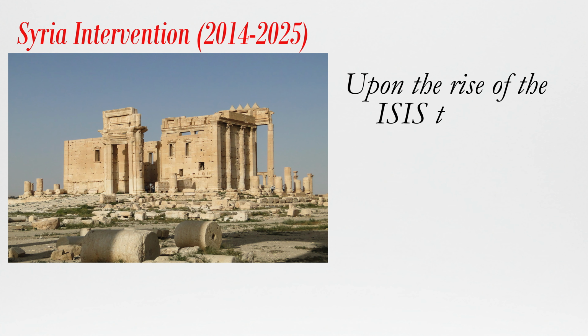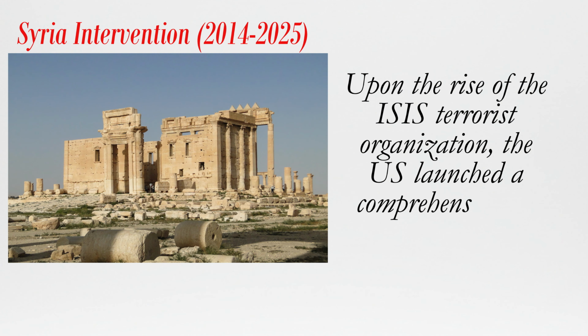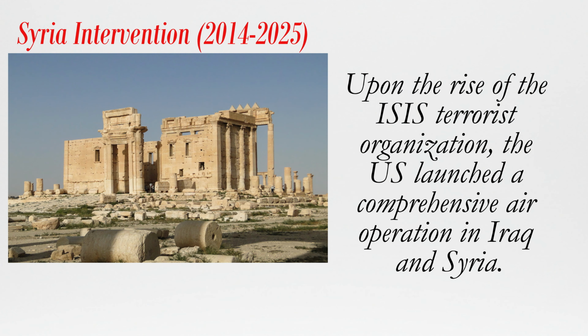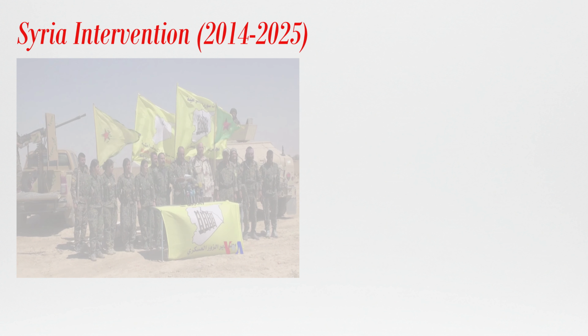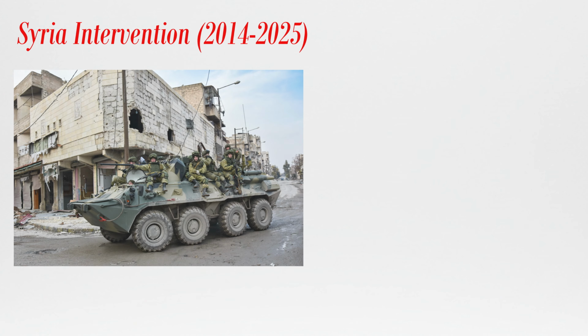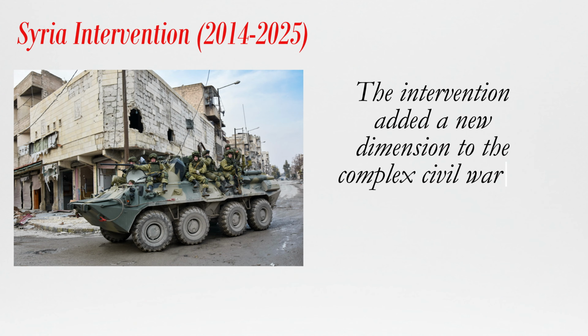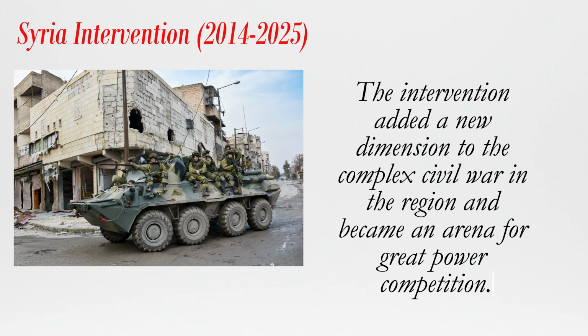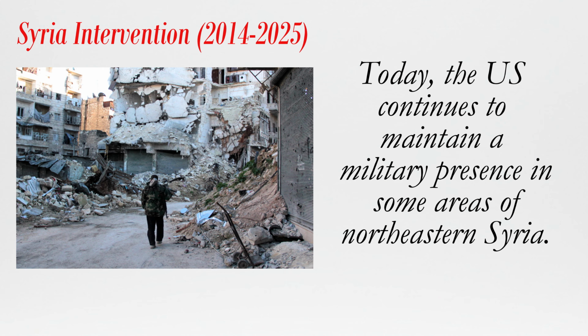Upon the rise of the ISIS terrorist organization, the US launched a comprehensive air operation in Iraq and Syria. Collaborating with local partners on the ground, the US enabled the recapture of territories held by the organization. The intervention added a new dimension to the complex civil war in the region and became an arena for great power competition. Today, the US continues to maintain a military presence in some areas of northeastern Syria.